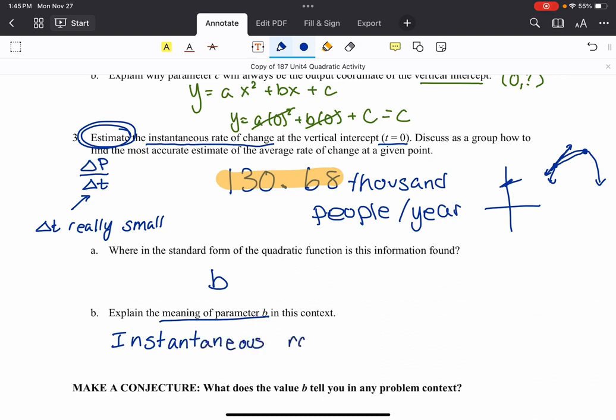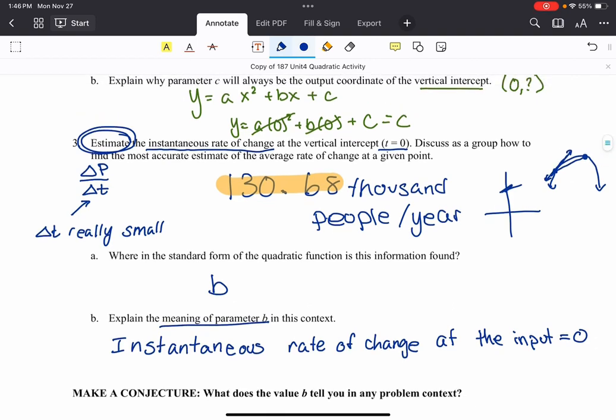So it's the instantaneous rate of change at the input value when the input value is 0. So in this particular situation, it is how quickly the population of Arizona was increasing in the year 2000. Exactly when it started.